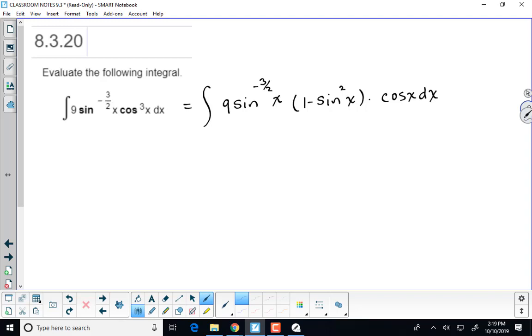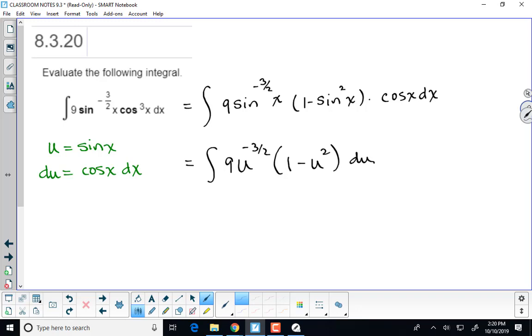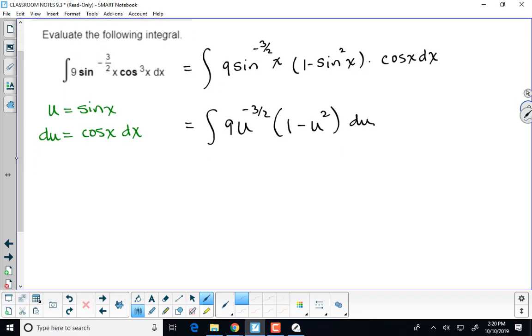Now we are going to use u sub. So we're going to let u equal sine of x. So du will be cosine of x dx. So the whole idea of pulling one cosine off is that that's going to then be the derivative of the function that we let u equal. And then it becomes pretty cool. So this will be 9 u to the minus 3/2 times 1 minus u squared du. And that's easily integrable once we distribute. So we're going to have 9 u to the minus 3/2 minus 9 u to the 1/2 du.